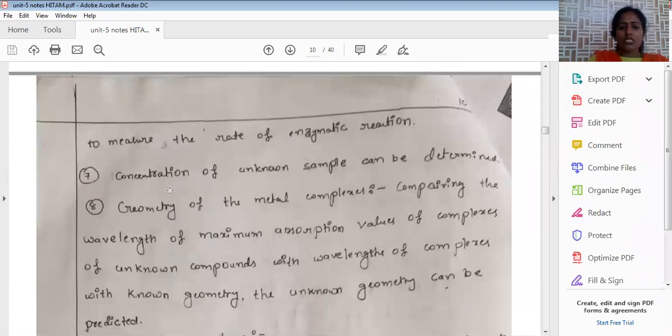And the next is about concentration. We already discussed determination of concentration under quantitative analysis. So concentrations can be determined.